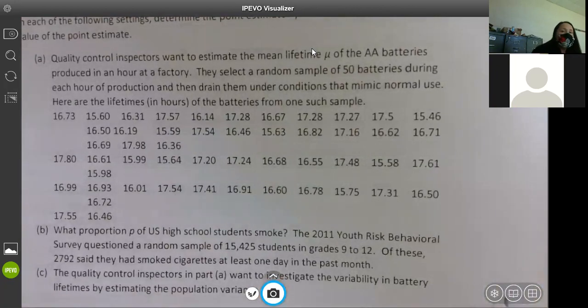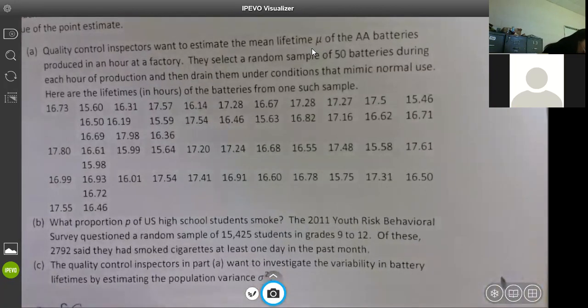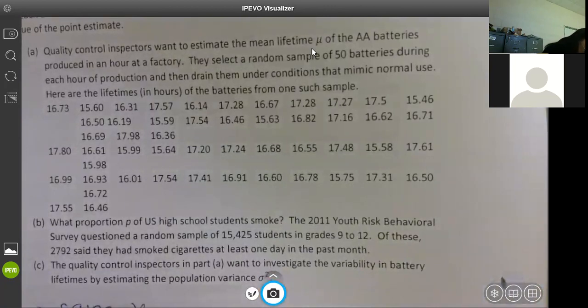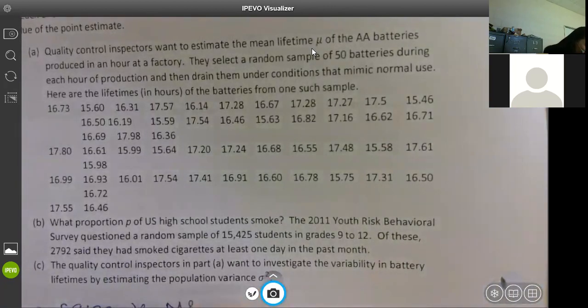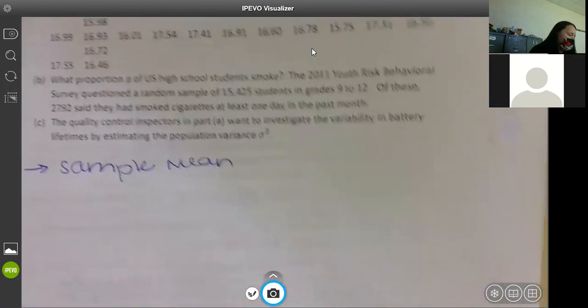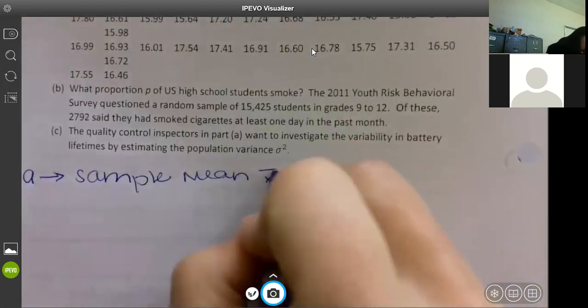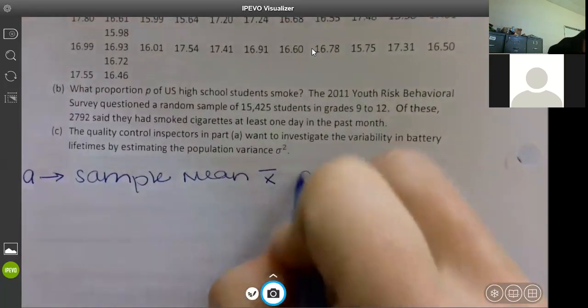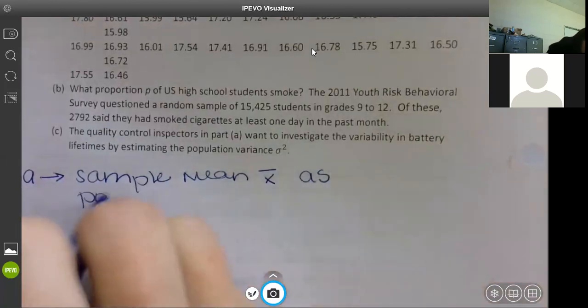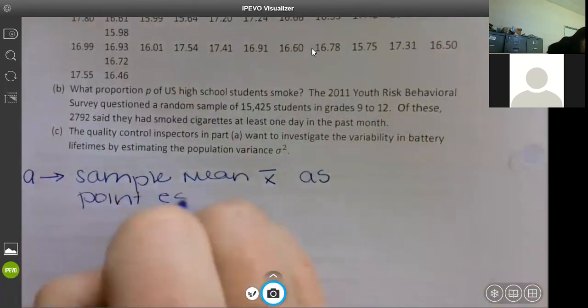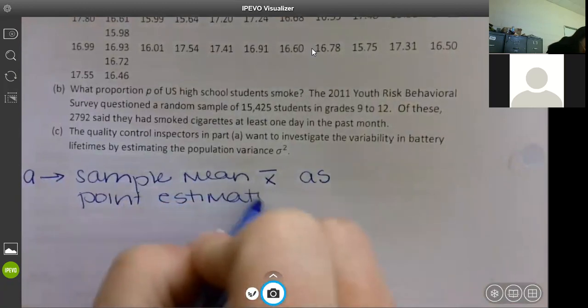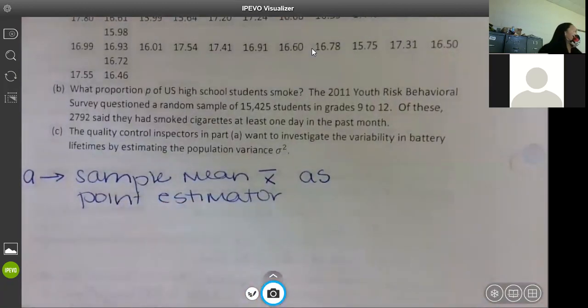Since we're dealing with a sample, and we're talking about their mean lifetime, we're going to use the sample mean x bar as the point estimator. Again, why? Because we had the population mean in the beginning.